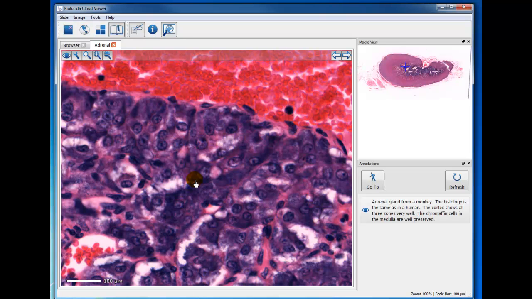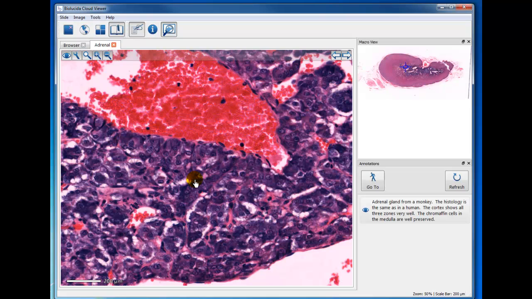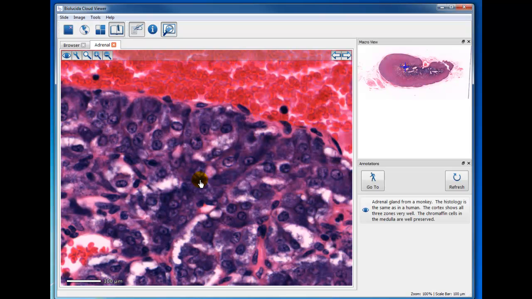and catecholamines, adrenaline and noradrenaline, and mostly adrenaline, but there's a combination of the two. And so if you looked at these in electron microscopy, you would find little tiny dark electron dense granules, but they show up as a basophilic reaction here.